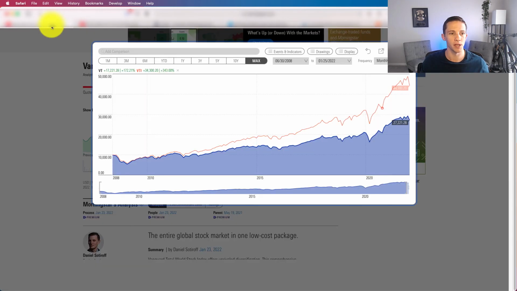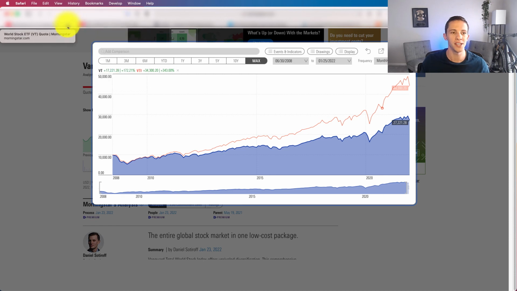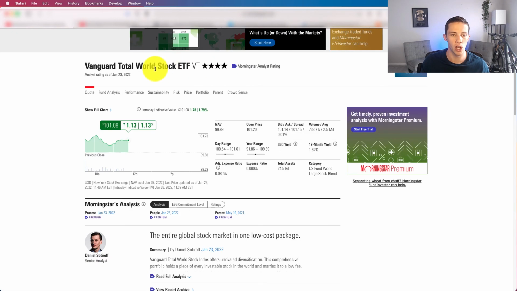Back to the topic here of VT and VTI. I think I've stressed it enough that VT holds the total world stock at about a market cap weighting, whereas VTI is just US. So which one should you have in your portfolio? Well, VT is for somebody who really wants a very simple portfolio, like a 2 or 3 fund portfolio. I know a lot of people talk about the 3 fund portfolio, but with VT, you could do a 2 fund portfolio.